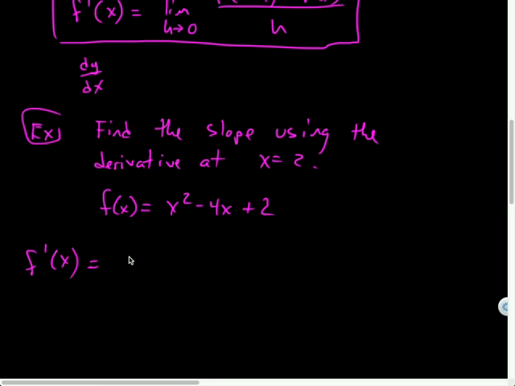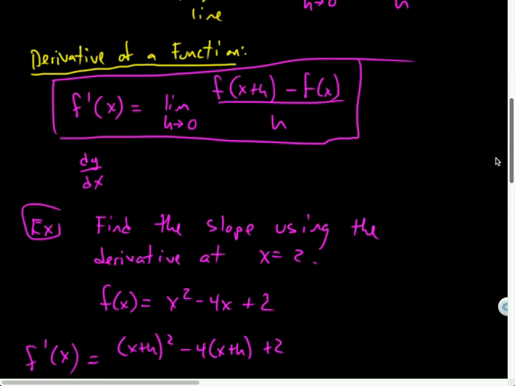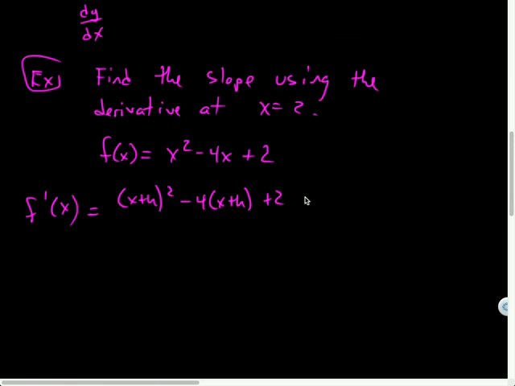F of x plus h. So I'm going to plug in x plus h for all of these x locations. That would be x plus h all squared minus 4 times x plus h plus 2. So this is f of x plus h. And then I'm subtracting f of x, right? So subtract, what's f of x? This whole thing: minus x squared minus 4x plus 2.